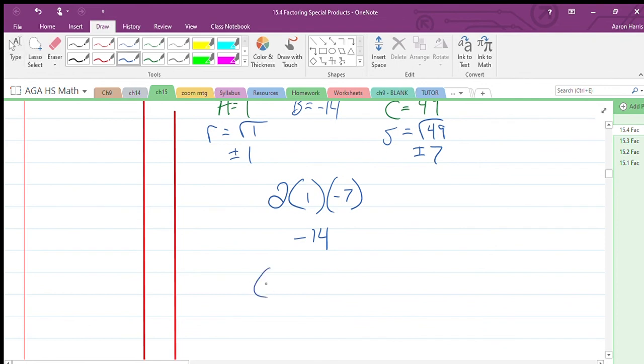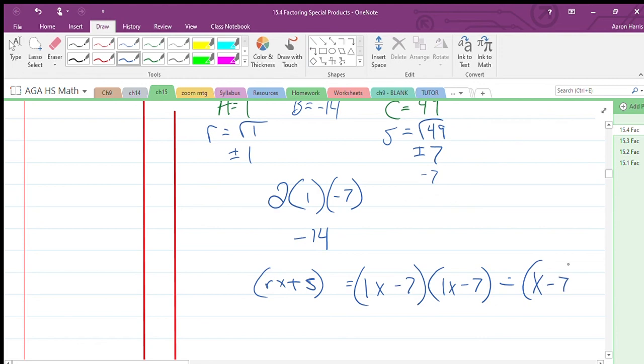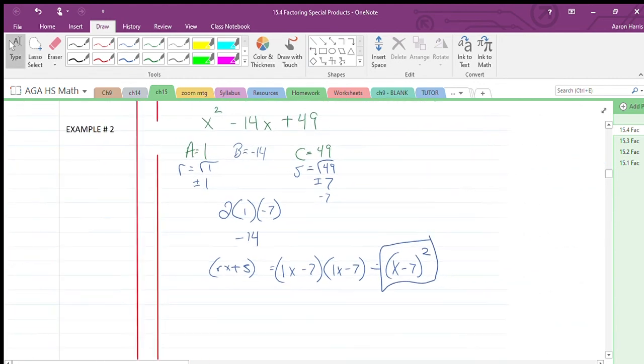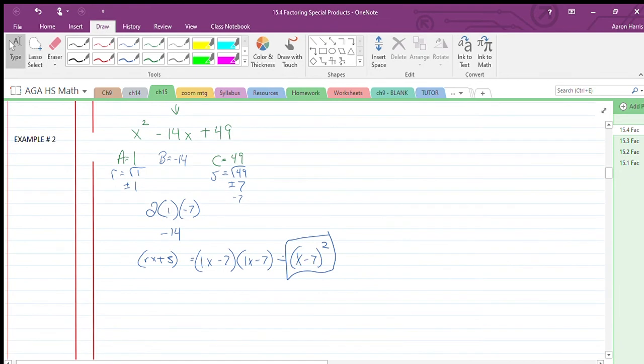So R, X plus S, what is that? That is equal to 1, X, and S is equal to what? Negative 7 this time. So minus 7. Write that twice. And what's your answer? X minus 7 squared. The shortcut still works when B is negative.